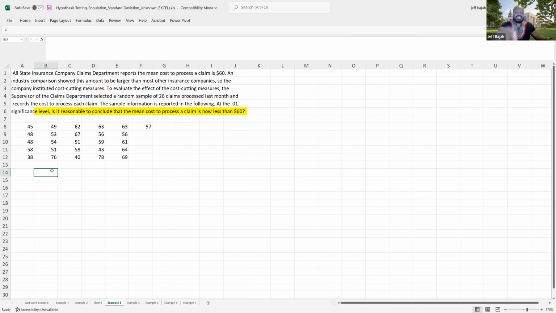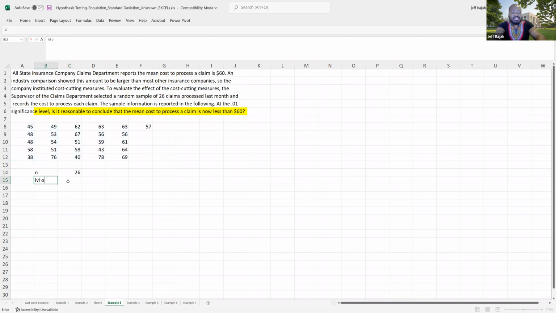So let's start with the first step. The first step is we want to write down what we know. Let's start with the sample size. I always tell students that I would encourage you to count this. Let's count and see how many we have here. That's our sample size, so that's 26.